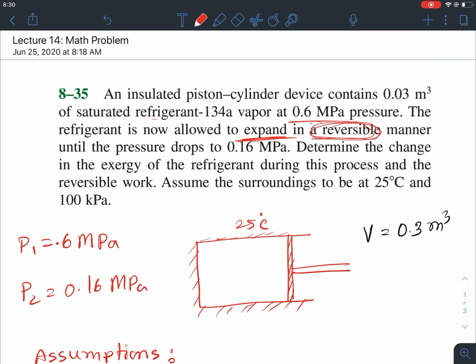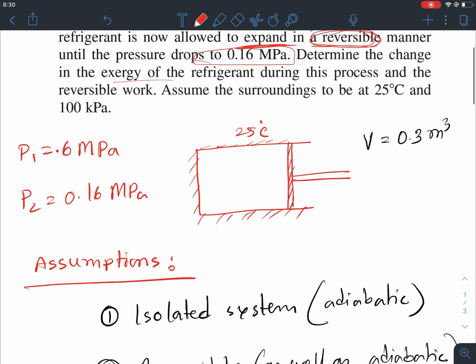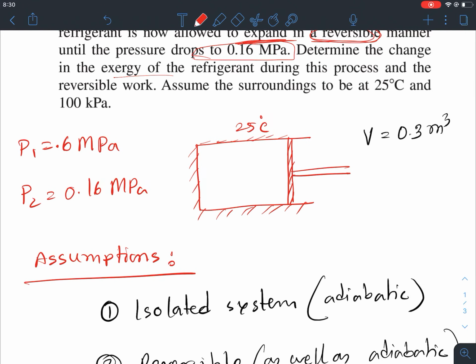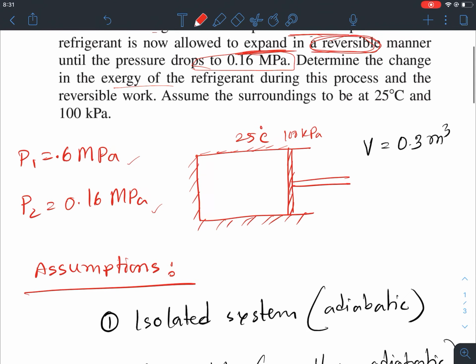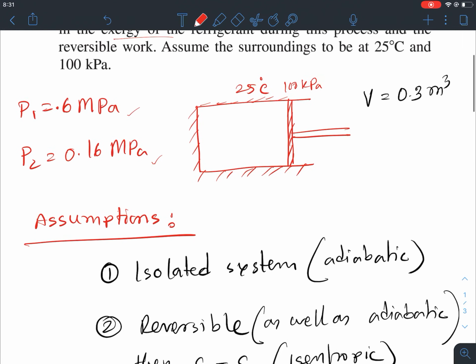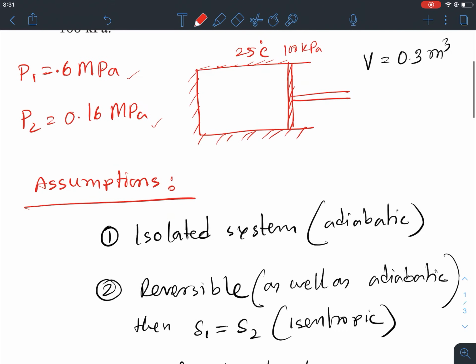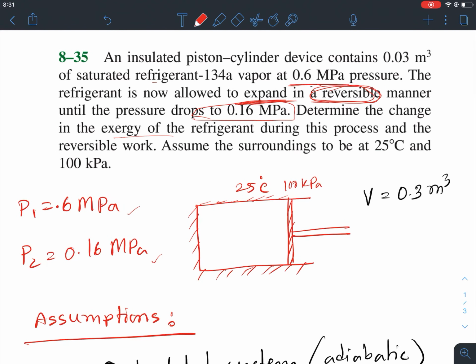And then the refrigerant is now allowed to expand, right? Expand in a reversible manner. This is very important. So it's a reversible process until the pressure drops to 0.16 megapascal, and determine the exergy change of this refrigerant. So we know that the pressure at state 1 is 0.6 megapascal, and the pressure at state 2 is 0.16 megapascal, and also a surrounding temperature of 25 degrees C and 100 kilopascal, right?